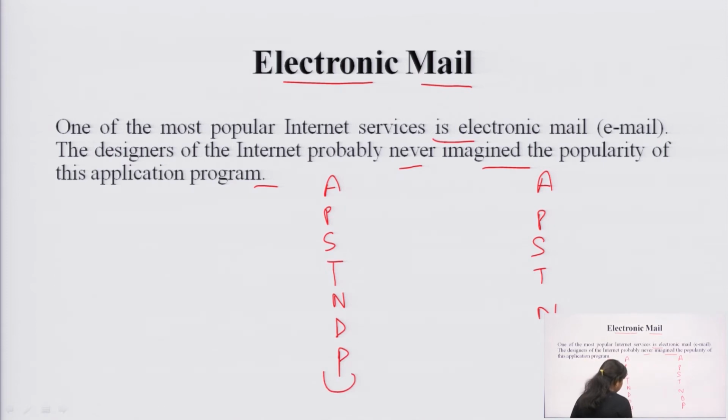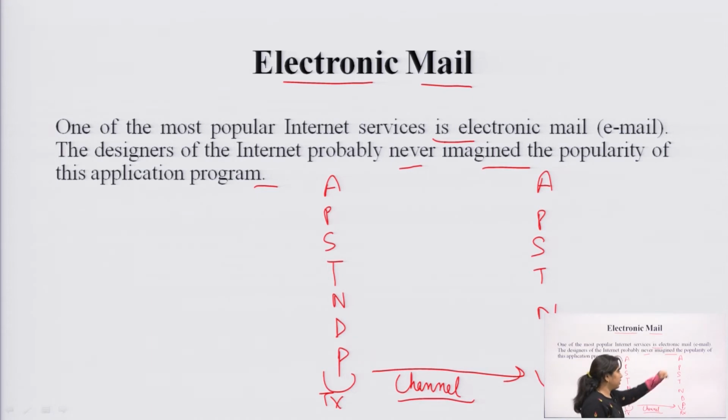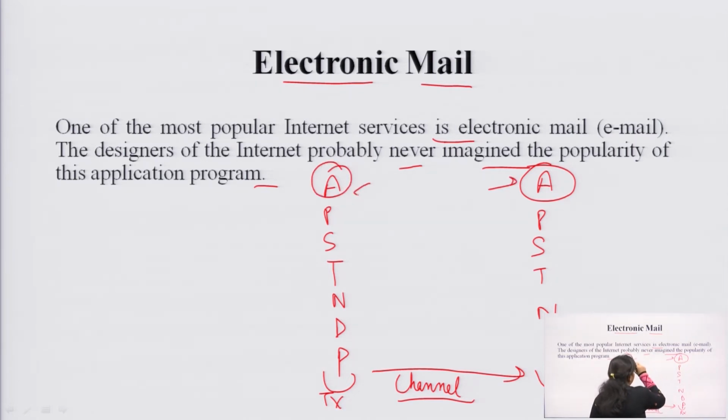So, this will be the transmitter side, this will be the receiver side, and this will be the channel through which the information will be transmitted. From here the information will be transmitted and here it will be received. Now, you can imagine that the email application will be accessible at this point only, that is the 7th layer of the OSI model, the application layer. So, that is electronic mail.